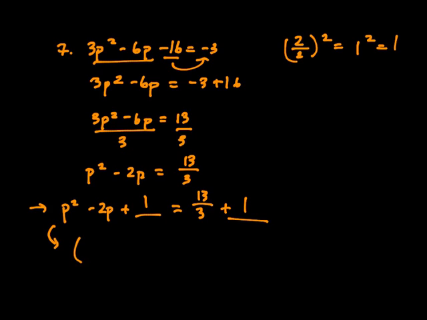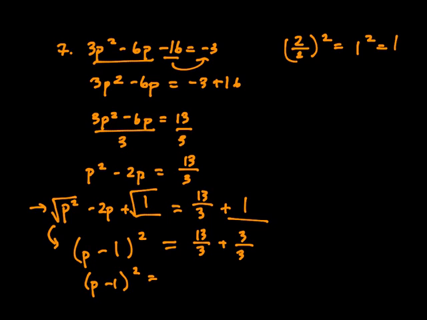Now I can take this and factor it into a very pretty binomial. Square root this is p, square root that, and then we have 1 minus. Thank you, Maddie, once again for showing me that middle step. Okay, and then we can just add these two, 13 over 3 and 3 over 3. So p minus 1 squared equals 16 over 3.